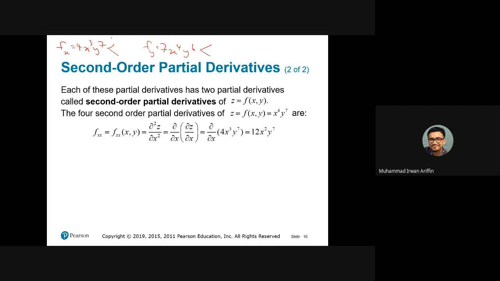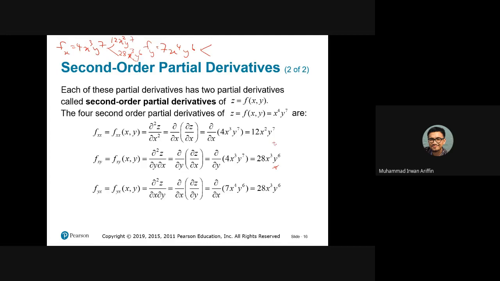So 3 multiplied by 4 is 12, x to the power of 2, treating y to be constant: 12x squared, y to the power of 7. And we can also differentiate this with respect to y. So here we have 7 multiplied by 4, we have 28, x, treating x as a constant now, and then y to the power of 6. Similarly, f sub y would also have two second partial derivatives.